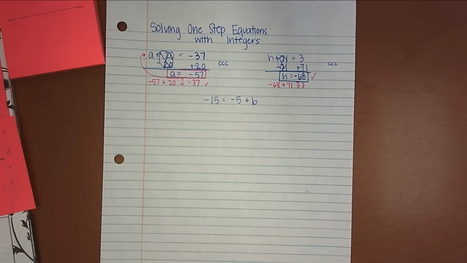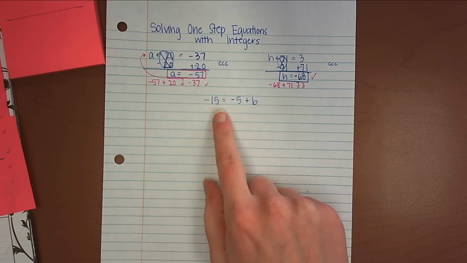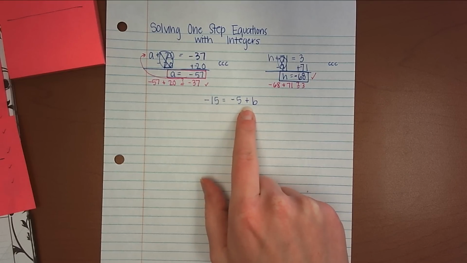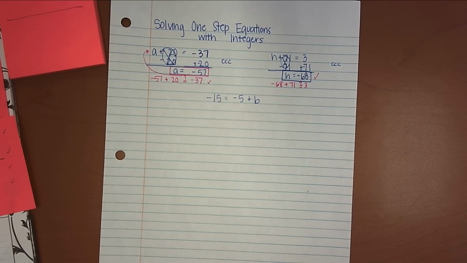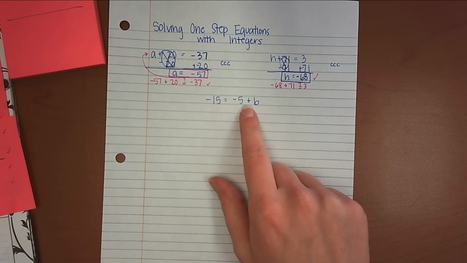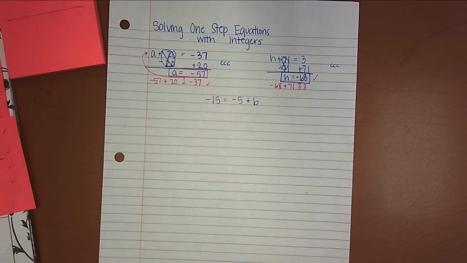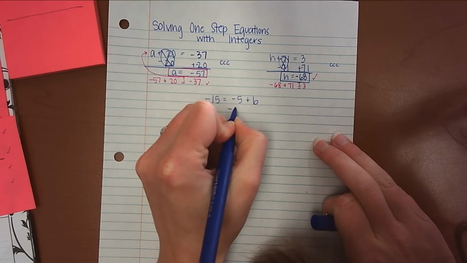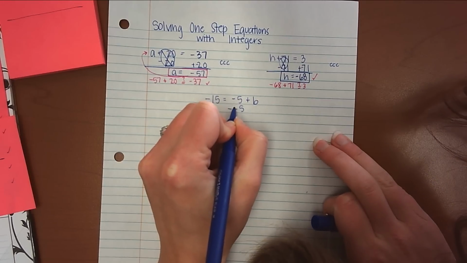The last adding example I'm going to do is a little bit unique because we have negative 15 equals negative 5 plus b, and when we add, we know the inverse is to subtract. So this is like subtracting negative 5 from both sides.